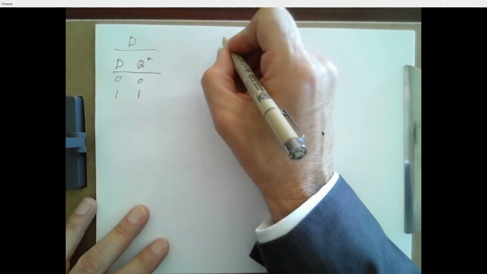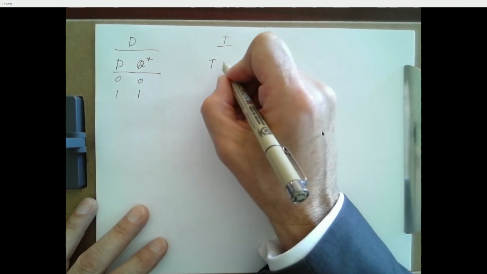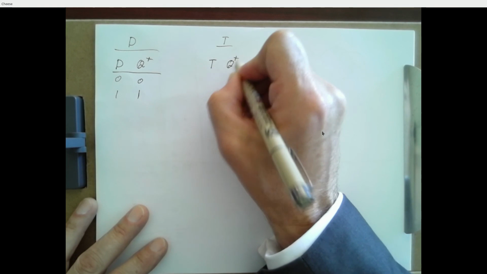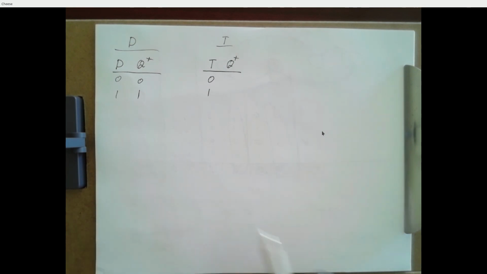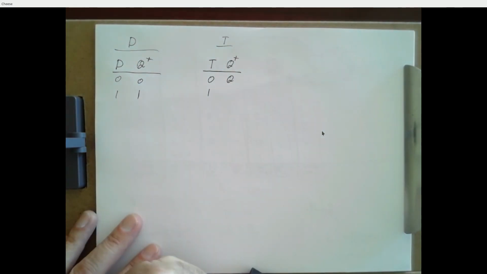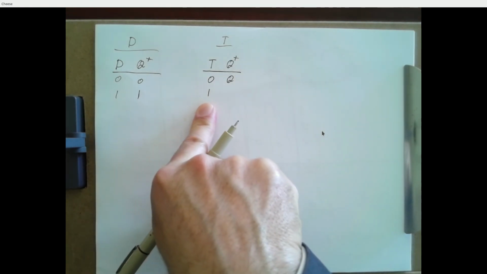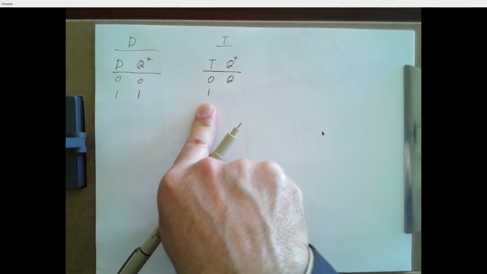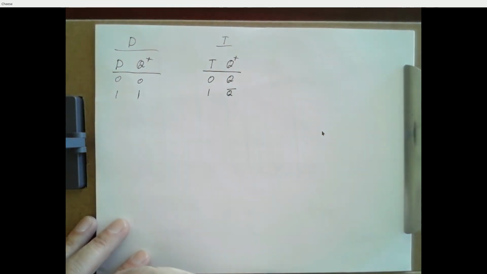Okay, a toggle flip-flop has a T input. So if the T input is 0, you're saying don't do anything. Ignore the clock, basically. So if the T input is 0 and the clock ticks, the new value of Q is whatever the old value was. If the T input is 1, you're saying I want you to toggle the value every time the clock ticks. Bounce back and forth between 1 and 0. So the new value of Q will be the complement of the old value.